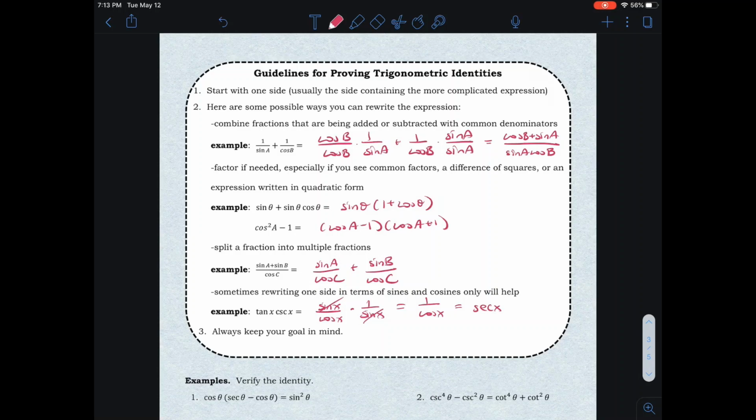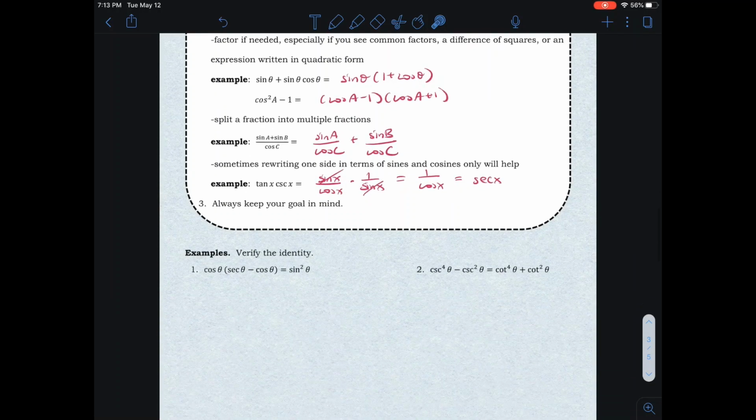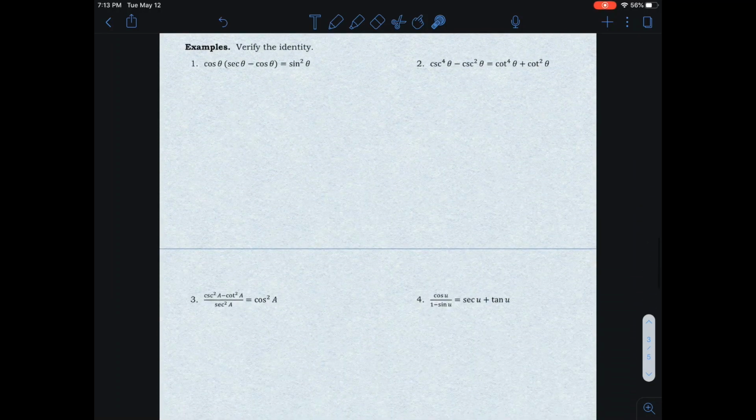And the last thing you want to do is always keep the goal in mind, right? Because you know what you're working toward. So let's look at a couple of examples today so you'll see what we're doing. Looking at our first example here, we're going to verify this trig identity. Your job is to pick a side to work with, and then your goal is to get to the other side. So once again, you always want to pick the more complicated side.